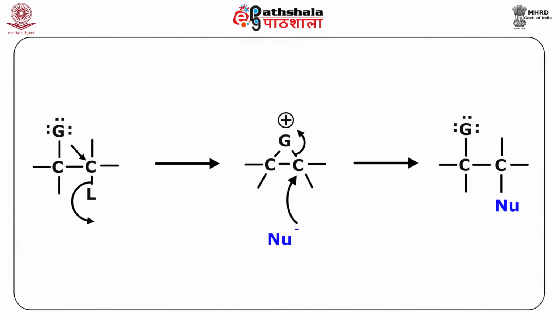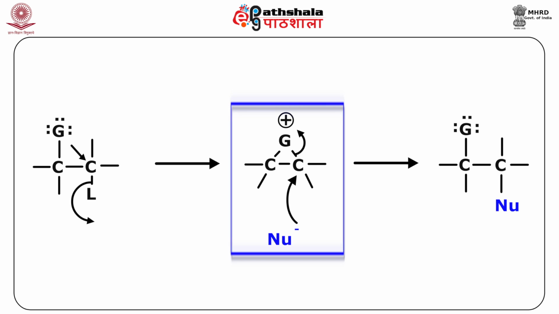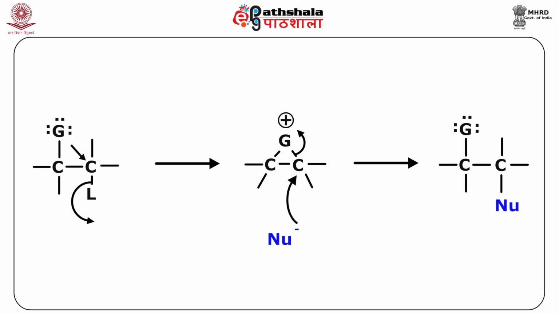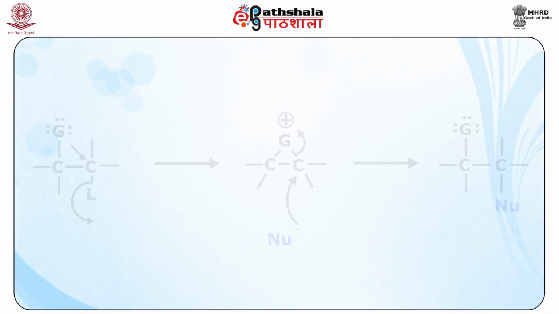Now, for example, take a look at the figure here. During NGP, the neighboring group G, as shown here, attacks the electrophilic center to eliminate the leaving group L. This leads to the formation of a cyclic intermediate which is very reactive. The nucleophile, represented by Nu minus, then attacks this intermediate to form the product. If the attack takes place on the carbon that was having the leaving group, then the configuration will be retained because the configuration on that atom will be inverted twice.